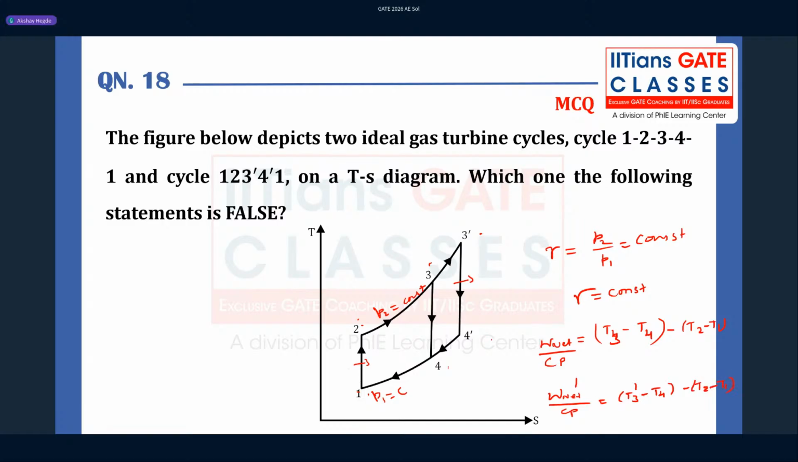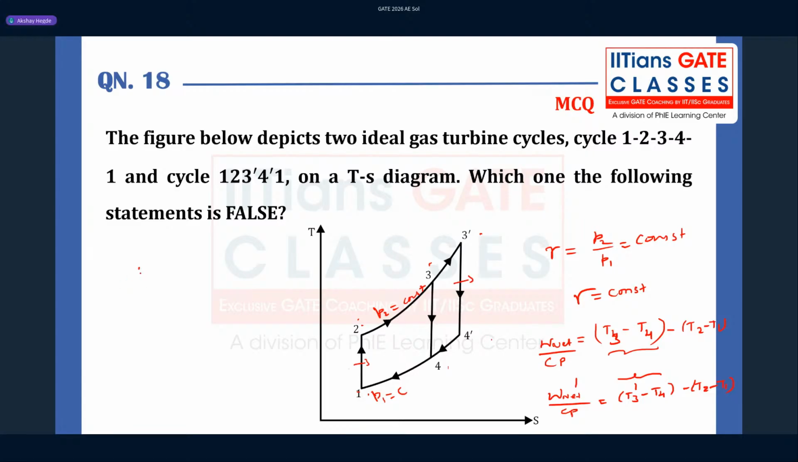So now if you see here, T3 dash is higher than T3. So that means this difference is higher than this difference. So that means the net work output is increased from the 1, 2, 3, 4 cycle to the 1, 2, 3 dash, 4 dash, 1 cycle. So it does depend on maximum cycle temperature.